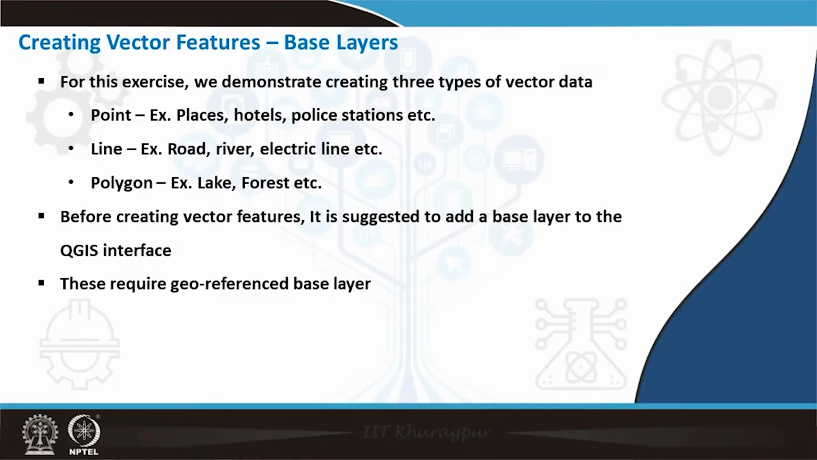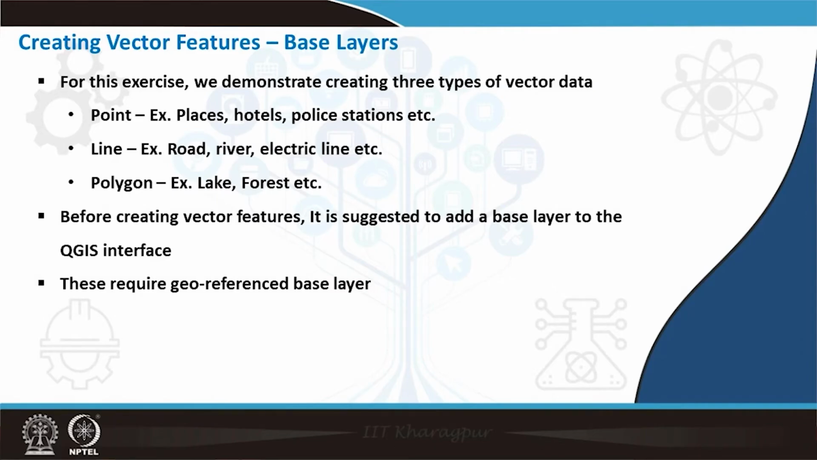To create a vector layer, we need base layers. Base layers are the ones which have information on them beforehand. For example, in this exercise we demonstrate creating three types of vector data. For example, point features like places, hotels, police stations, or hospitals, etc. Line features such as road, river or electric line, etc. And polygon features such as lake or forest, etc.